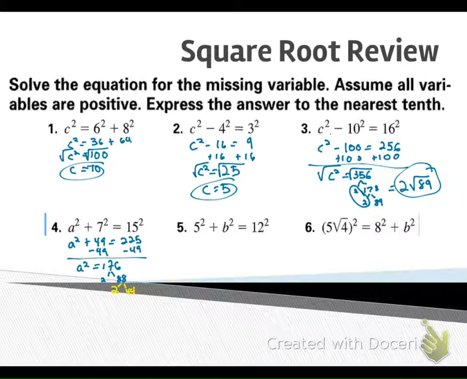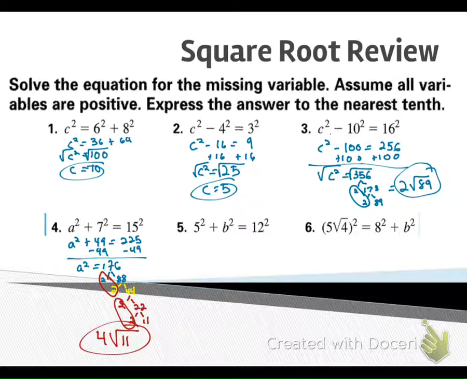Okay, and we're going to continue on. 44 breaks up to 2 and 22, 2 and 11. If you have a buddy, you get to make it out alive. So we have 1 pair, 2 pair. 2 times 2 is 4. 11 doesn't have a buddy. 4 square root of 11.